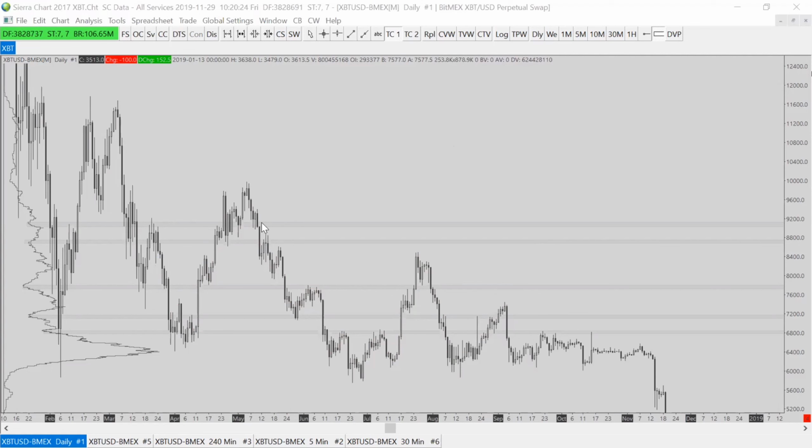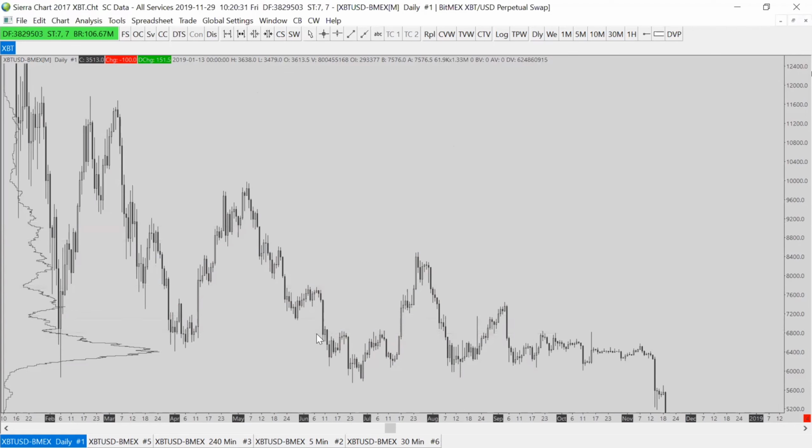Let's get rid of these. It's worth noting that the low volume nodes will shift depending on how much of the chart you choose to include in this snapshot of price, or as price develops. But these levels remain relatively stable.